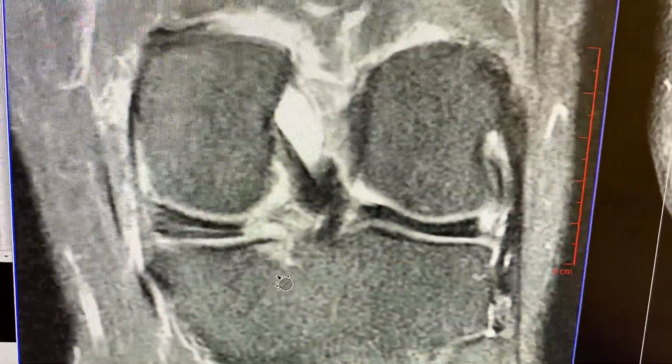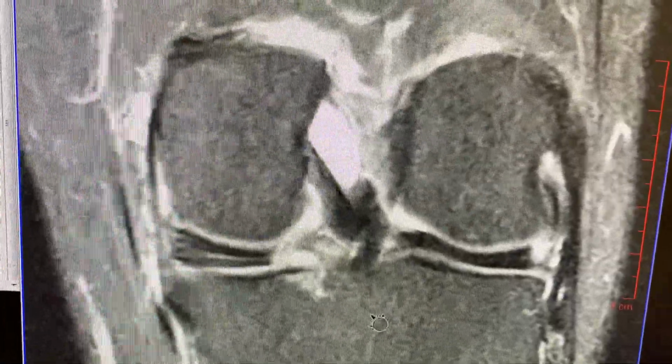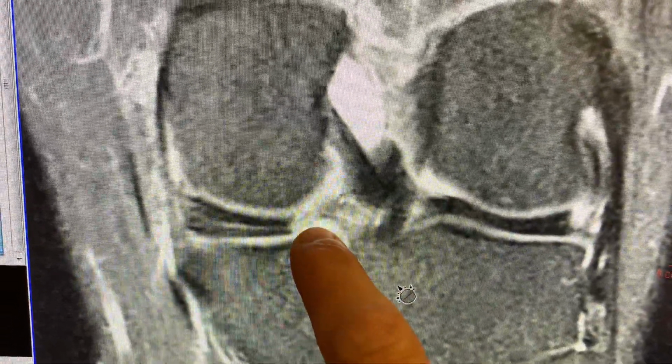You go on the MRI, you go to the coronals. This is the front. You go to the back. When you go to the back, you look for the gap. In this case, there's also edema.